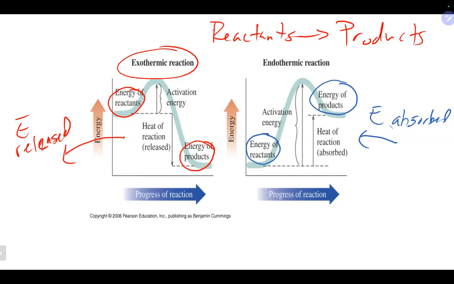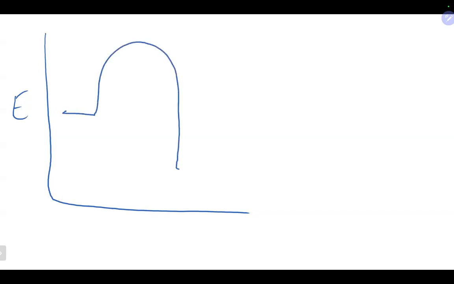A couple of other important things on these diagrams that we will look at here. I think I'll just draw a fresh one here. So that's energy. So that's my reactants, that's my products. Once again, here, this is going to be an exothermic reaction. Reactants are higher in energy than our products.